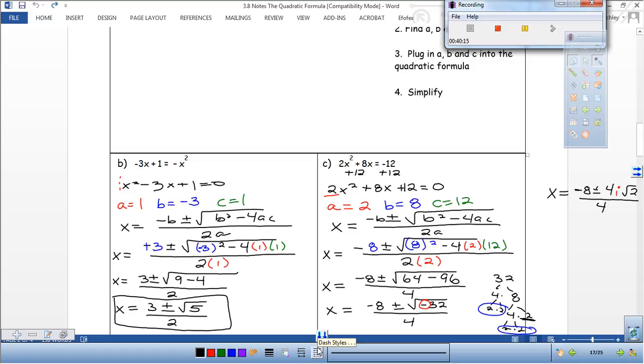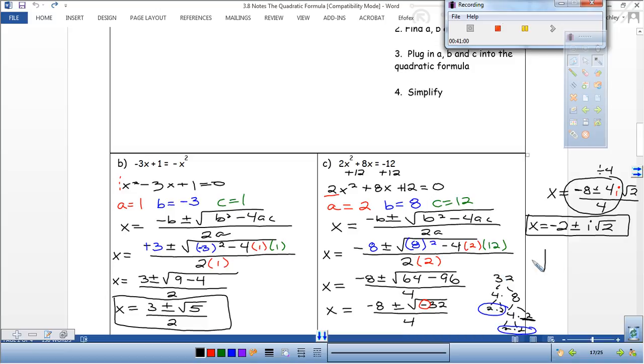We're not done yet. Okay? Anyone know what else I can do to this? Divided by 4. Reduce it all, right? Okay? 8 can be divided by 4, and 4 can be divided by 4. So I have to reduce all of these and divide them all by 4. That's going to give me x equals 8 divided by 4 is 2, negative 2, plus or minus 4 divided by 4 is 1i, radical 2, all over 1, or I can just have it implied there. So that's my solution to my quadratic equation.